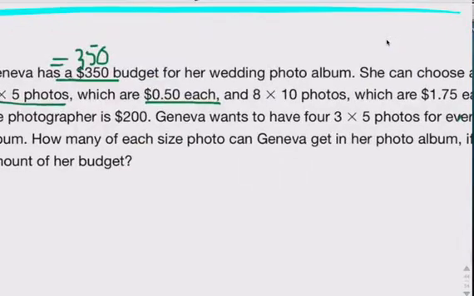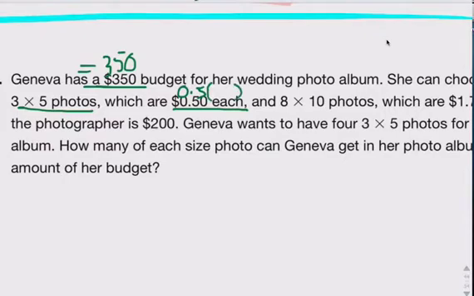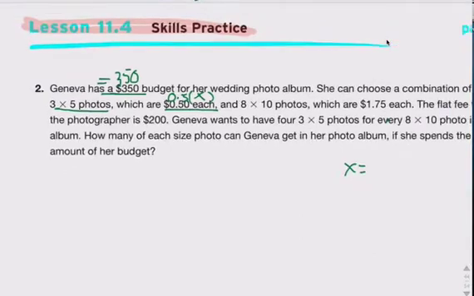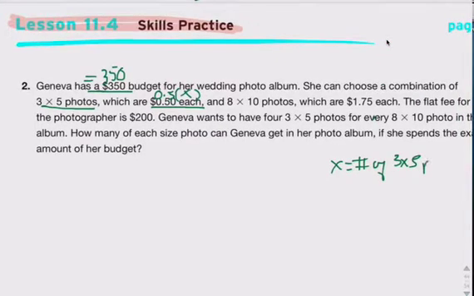So 0.5 each means times 50 cents for a 3 by 5 photo. So here is x. x represents the number of 3 by 5 photos. Okay, and "and" means add.